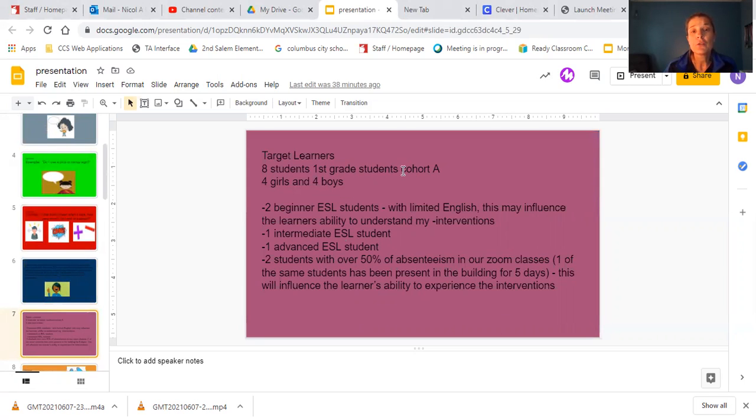Target learners, I did choose cohort A with 8 students. I had 4 girls and 4 boys. Out of those 8, 2 were beginning ESL students with limited English. So using the vocabulary that I did for math, a lot of it, they didn't really understand. I had 1 intermediate ESL student, 1 advanced ESL student, and 2 students that had an absentee problem when we were on Zoom.